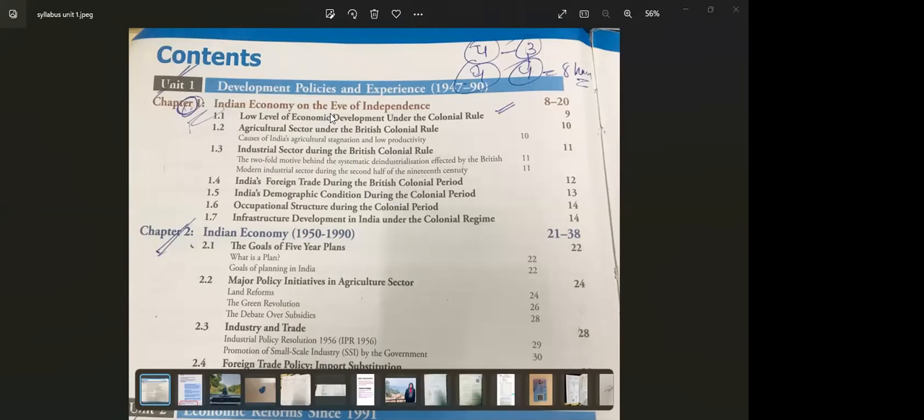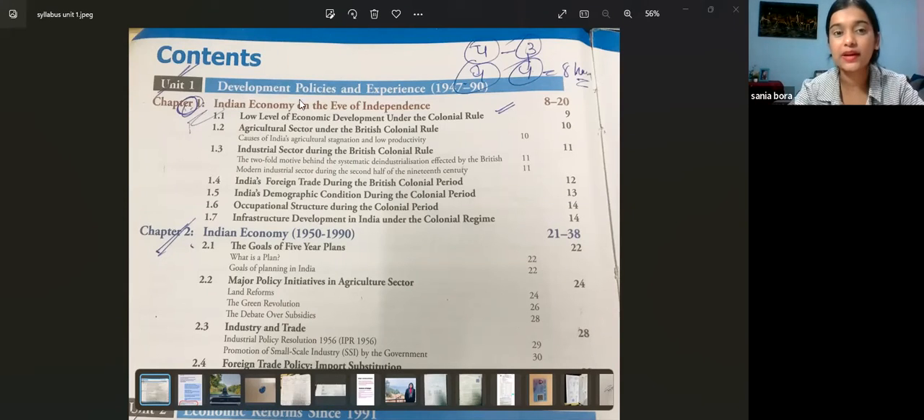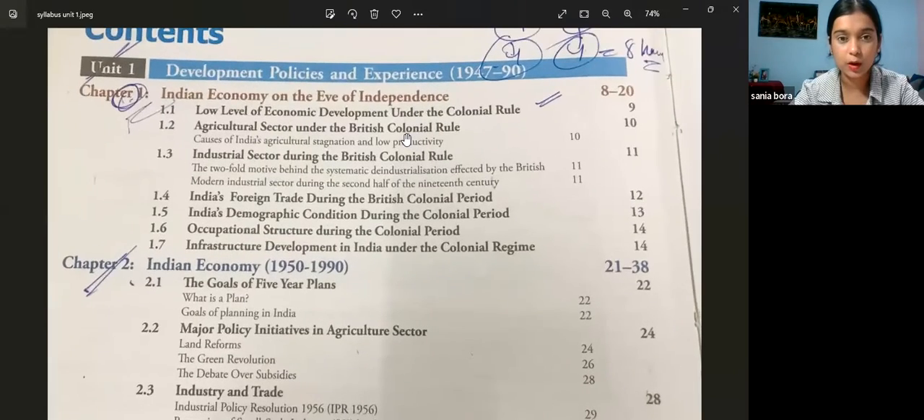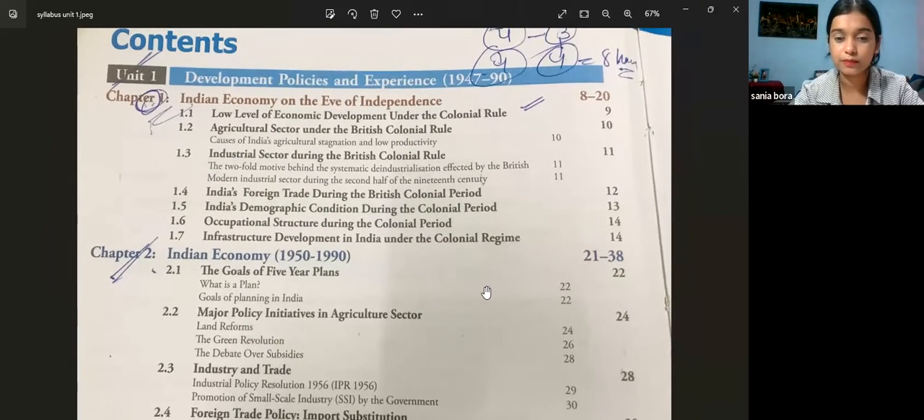Yes, teacher. So you have to write the entire unit, Development Policies and Experience 1947 to 1990 and the Economic Reform, and then you are going to write chapter 1, Indian Economy on the Eve of Independence, and then only the highlighted part, first, second, third, fourth, like this. This is what we are going to study in the first chapter. Don't write the unhighlighted part, just write the bold one. I'm zooming in. I hope it's visible to everyone.